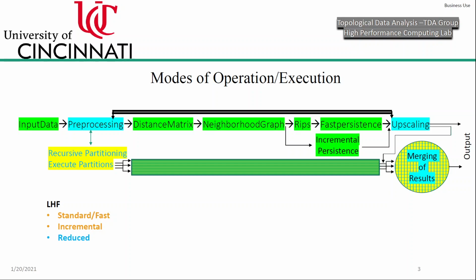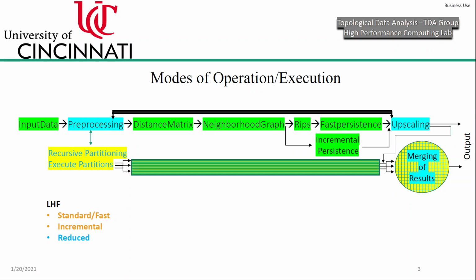And then we will see the execution algorithm for fast persistence. This is where we compute persistent intervals for features in the data. This is the basic skeleton which needs to be executed for LHF. So for standard and fast LHF, we use these green ones, and then incremental has a little deviation here. Instead of doing complex generation at one time, we do it dimension by dimension as we go on to calculate the persistent intervals for each dimension.